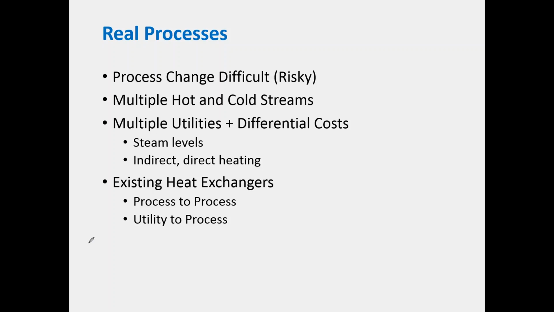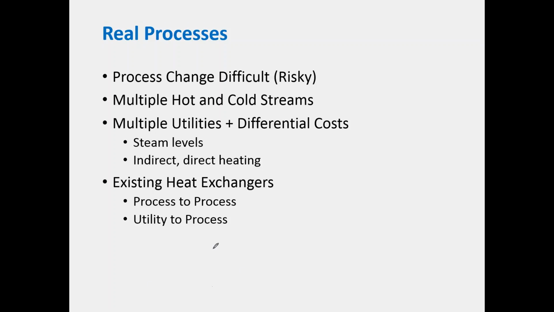So for example, the cost differential between chilled water and cooling tower water is more than an order of magnitude, and so if you're using chilled water to provide cooling when a cooling tower would do, then you may be spending more money on utility than you need to be. Also, you may have direct heating going on as well, and so real processes tend to be a bit more complex in the use of the utilities.